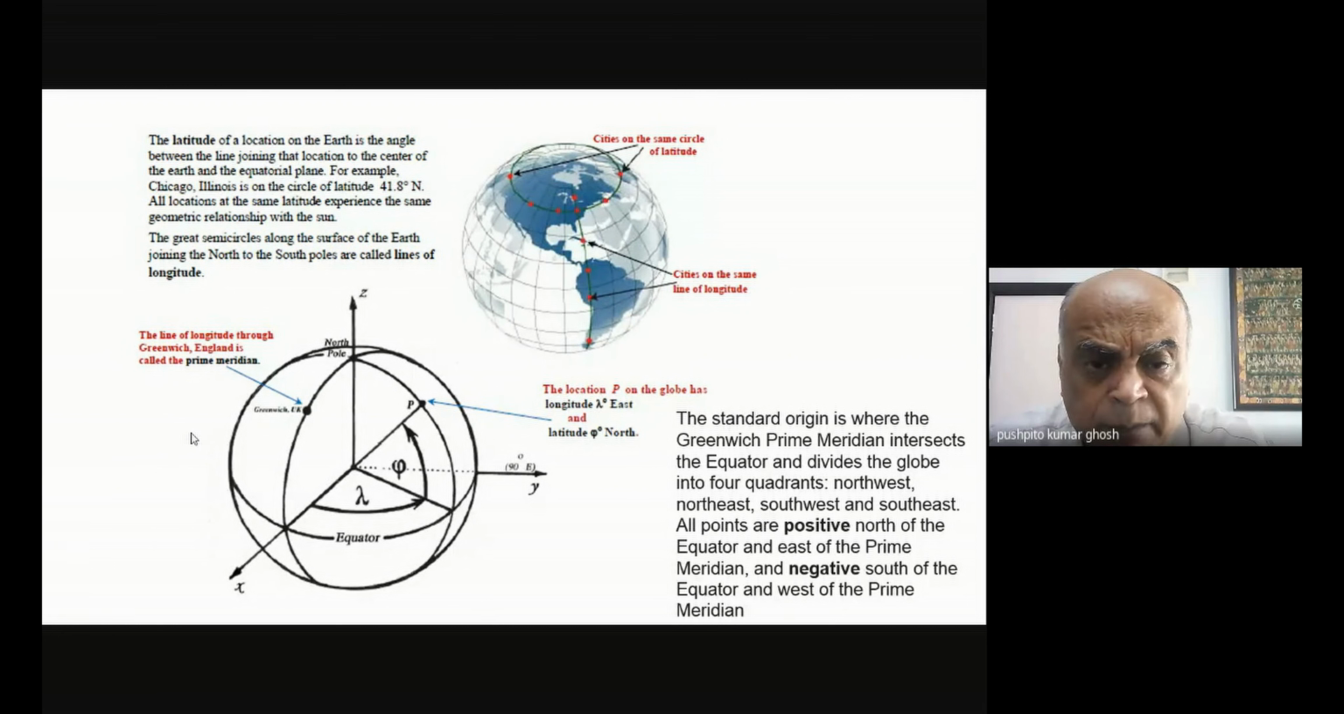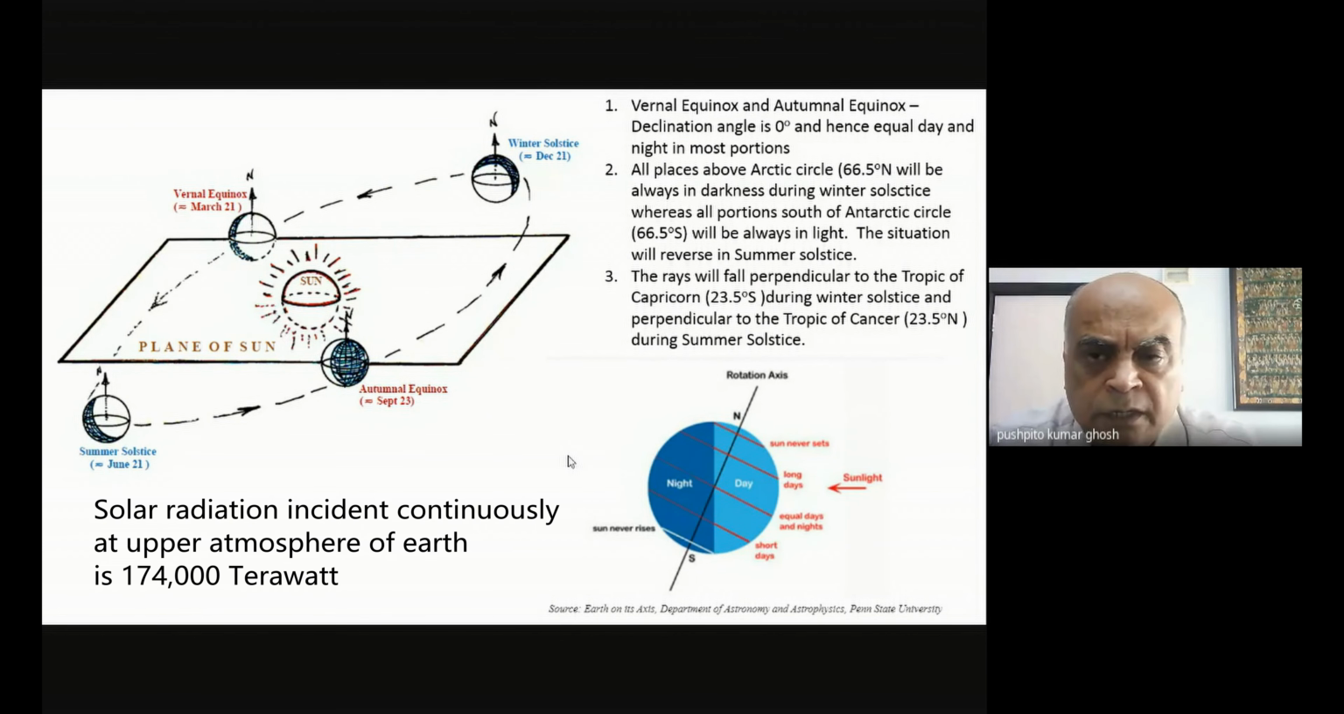These are arbitrary lines. One is the equator, we know the equator is one line. Similarly, the reference with which we talk about east and west is the Greenwich prime meridian, and that intersects the equator, and that's how the globe gets divided into four quadrants. So you can see northwest, northeast, southwest, and southeast are the four. All points are positive north of the equator and east of the prime meridian, and negative south of the equator and west of the prime meridian. So this quadrant is all positive, and this is all negative. Now, this is what makes it so interesting.